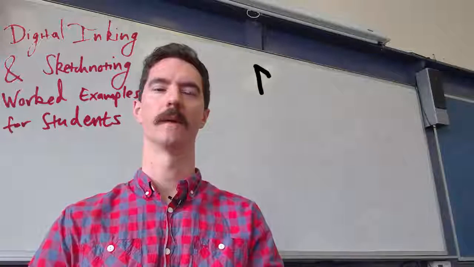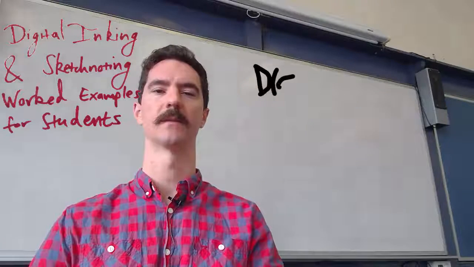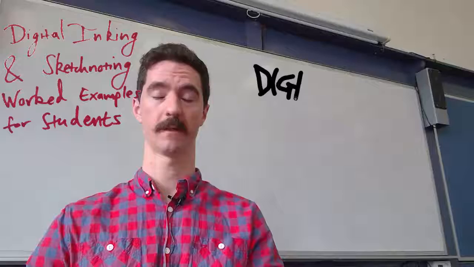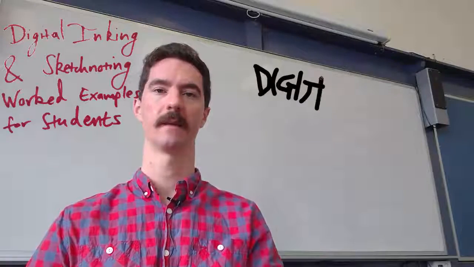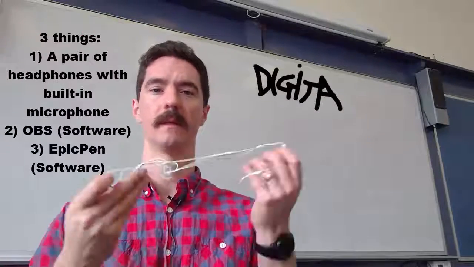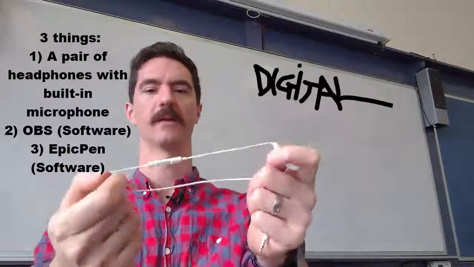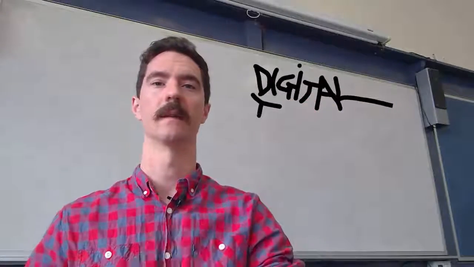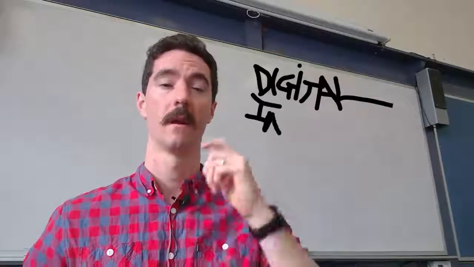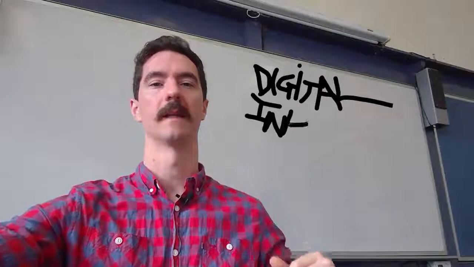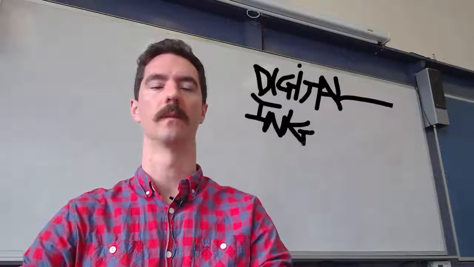How to get students digital inking or sketchnoting in 3 easy steps. So the first things, they'll need 3 separate things. One is preferably a pair of these with sort of the headphone jack in it, so they can use that as a cheap and easy microphone. Alternatively, they could use the microphone in their laptop, but the quality will be quite poor.